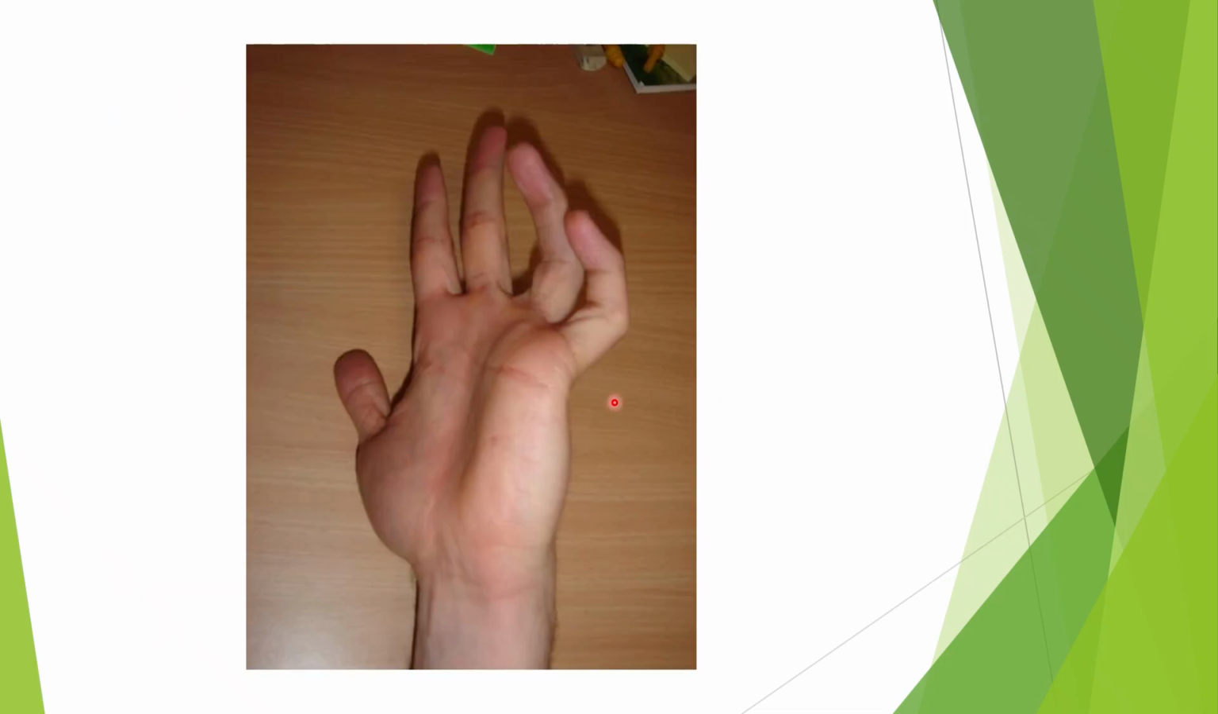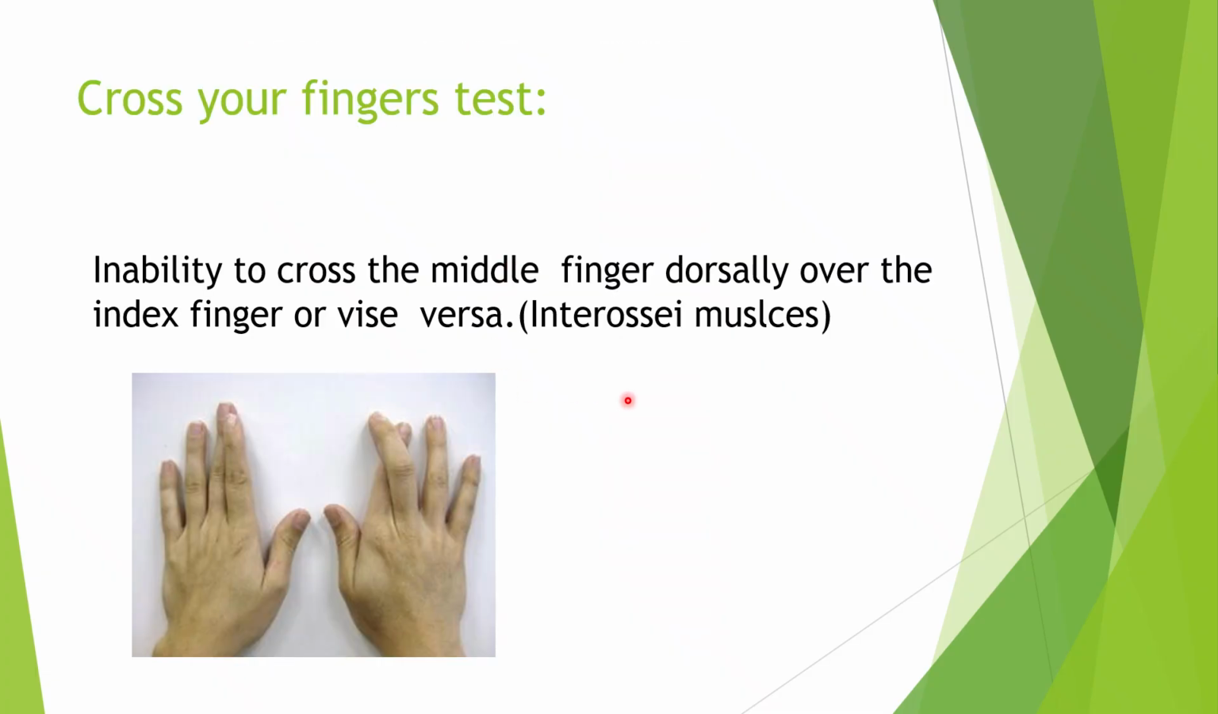This is an image of the ulnar claw hand. The interossei muscles can be tested by the cross your fingers test. Inability to cross the middle and the index finger over each other indicates damage to the interossei muscles.